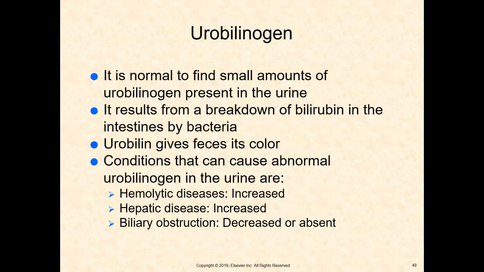The next one is urobilinogen. I know there's a lot of tests on these strips, right? It's amazing what you can tell from a person from just a little urine. It's normal to find small amounts of urobilinogen in the urine. This is the breakdown of bilirubin in the intestines by bacteria.